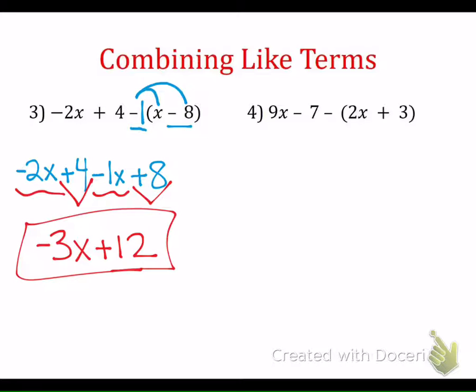All right, same beginning on number 4, so we can jump right in. We are distributing a -1. 9x does not change. -7 does not change. What's -1 times 2x? -2x. What is -1 times +3?